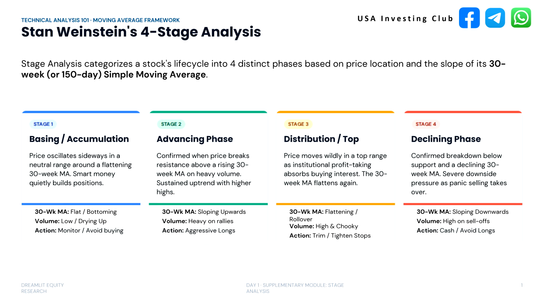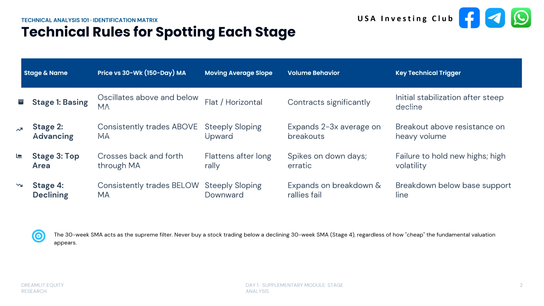Notice something important here. Every single one of these 4 stages is defined using tools you already know: price location relative to a moving average, and that moving average's own slope. This is the payoff of everything we built in the first half of today's lecture. Let's turn this into a precise identification checklist you can actually apply to a chart, stage by stage, across 4 criteria. Price versus the 30-week moving average, the moving average's slope, volume behavior, and the key technical trigger.